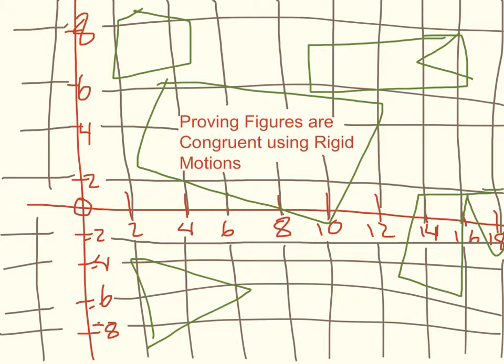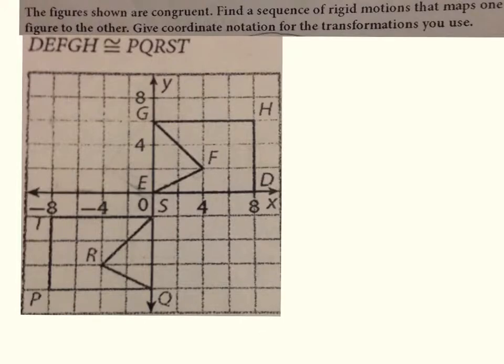Today we are going to be learning more about proving figures are congruent using rigid motions. So here the task at hand says find a sequence of rigid motions that maps one figure to the other. Give coordinate notation for the transformations you use. So we basically need to show how we could get this shape to here.